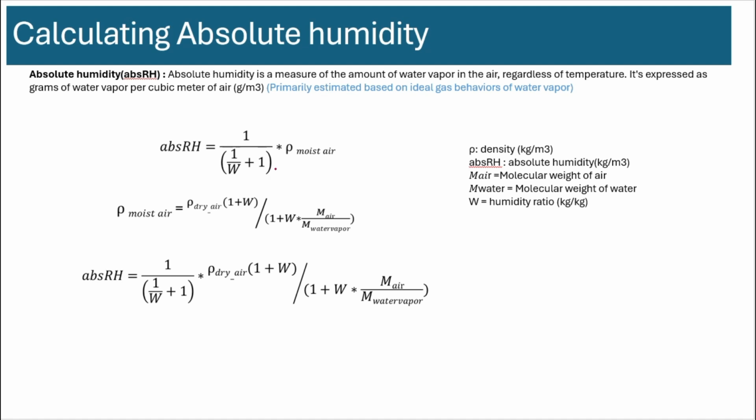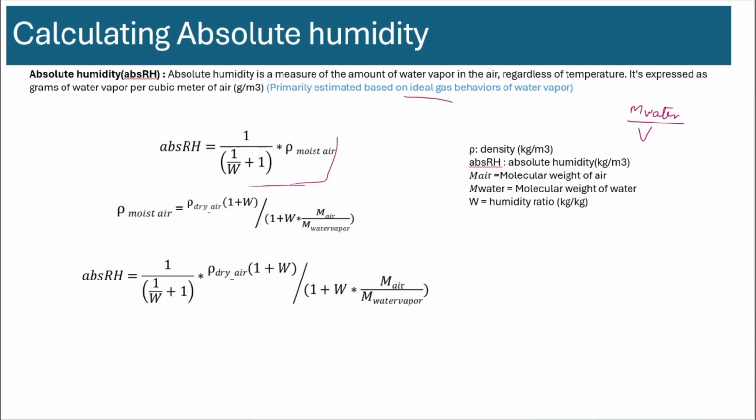Now the next parameter is the absolute humidity. Absolute humidity is also a parameter that's primarily estimated based on ideal gas behavior. So the formula to estimate that is this. Let's try to derive that. So absolute humidity is basically the m water divided by the total volume. So mass of water that is there in a total volume of the chamber.